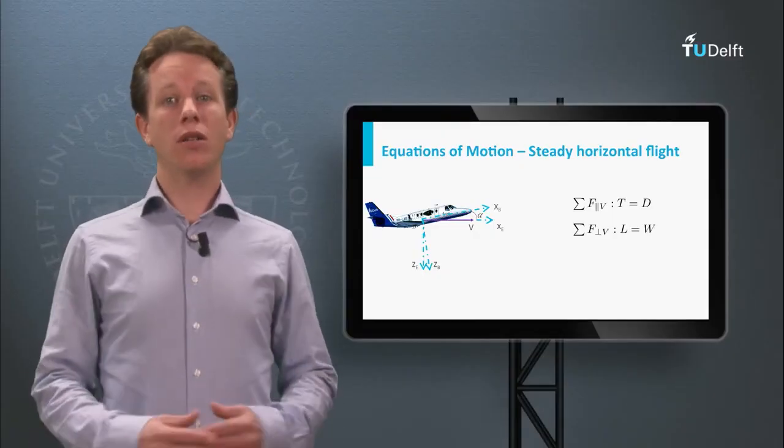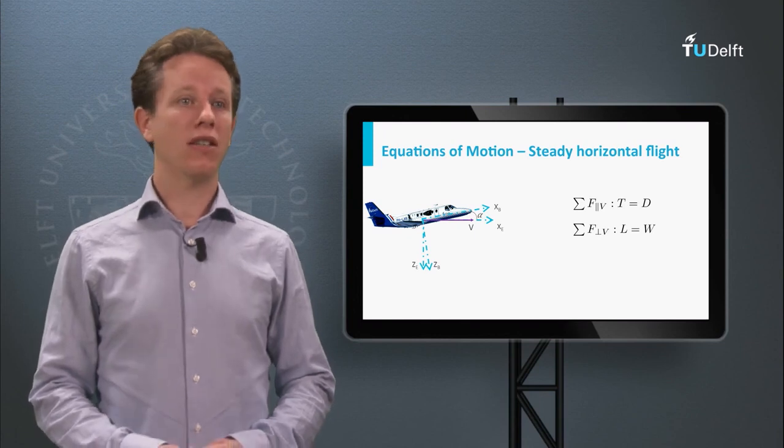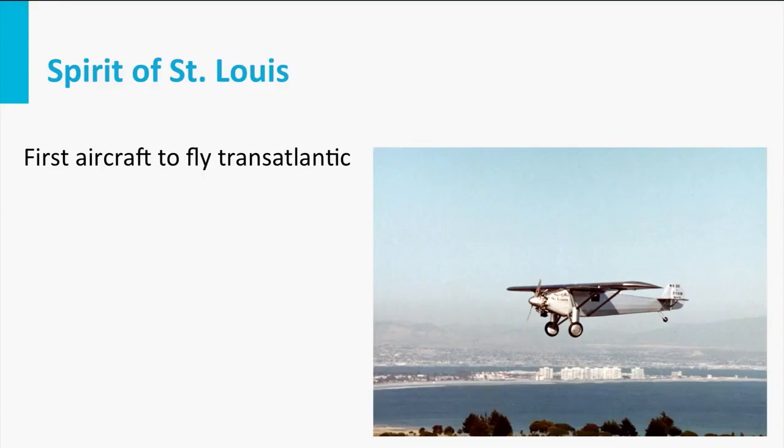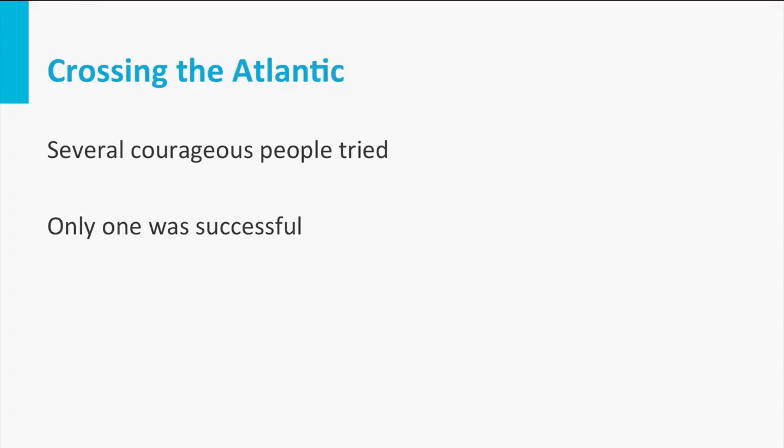Now the next step will be to do performance calculations. For that purpose I have selected an interesting test case for you, the Spirit of St. Louis. This aircraft was designed in 1927 for a competition to be the first to fly across the Atlantic from New York to Paris. Now that may seem like a piece of cake nowadays, however back then it was a very challenging task. In fact, several people attempted to fly across the Atlantic and ended up paying with their lives.